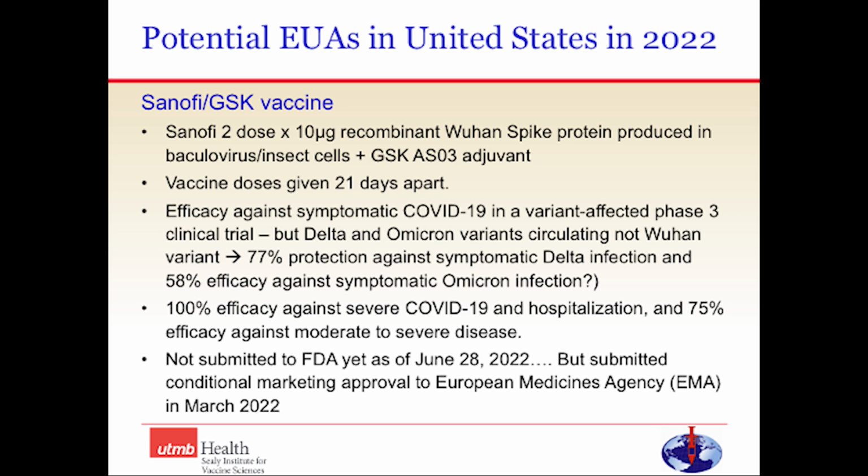Vaccine efficacy for this one's quite interesting. It was done during a time of Delta and Omicron, not during Wuhan, because it's more recent. And their data was 77% protection against symptomatic Delta infection and 58% efficacy against symptomatic Omicron. So you can see a Wuhan vaccine does not work as well against the more recent variants. Nonetheless, there was still 100% efficacy against severe COVID-19 hospitalization and 75% against moderate to severe disease.